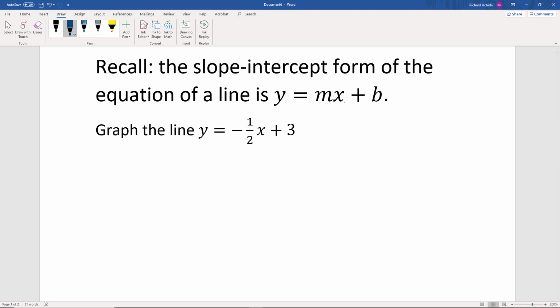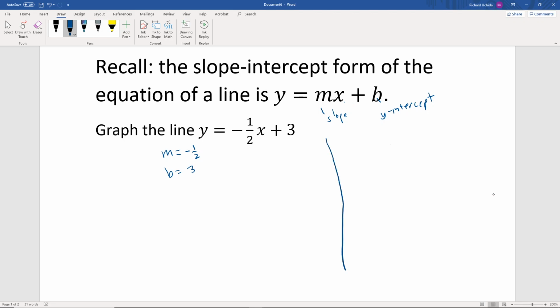So m is the slope, b is the y-intercept. If we were to graph the line y equals negative 1/2 x plus 3, this tells us that the slope of the line is negative 1/2. It's the coefficient of the x term. And the y-coordinate of the y-intercept is 3.